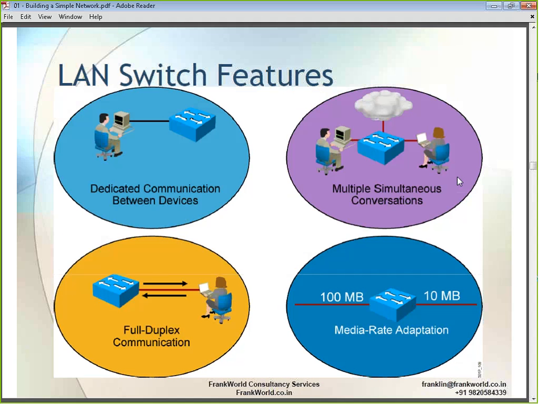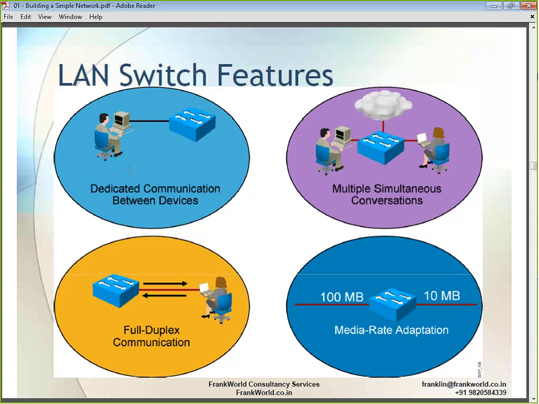Now, let's talk about LAN switch features. Whenever I talk about a LAN switch or a switch in general, it's going to provide dedicated communication between devices. This is elaborating on the collision domain that I mentioned before. Each port maintains its own collision domain, right? That's what I mentioned before. Due to which each device or each port is going to maintain its own communication.